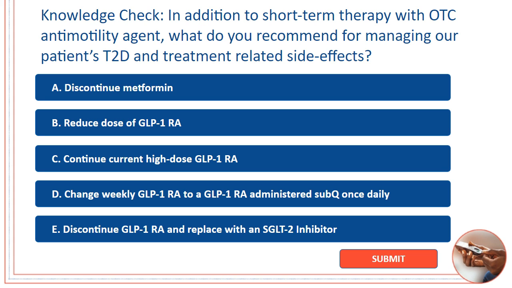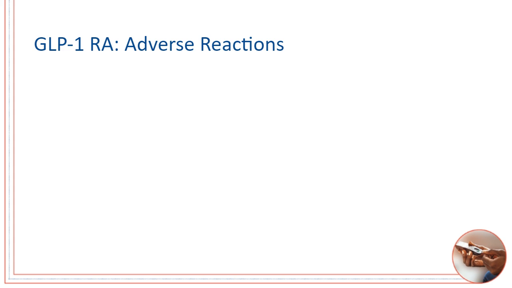Knowledge question. In addition to short-term therapy with an OTC antimotility agent, what do you recommend for managing our patient's type 2 diabetes and treatment-related side effects? The most common adverse reactions with the GLP-1 receptor agonists are nausea, vomiting, and diarrhea. Constipation can also occur, particularly in the beginning of therapy, and then it sometimes converts over to diarrhea.